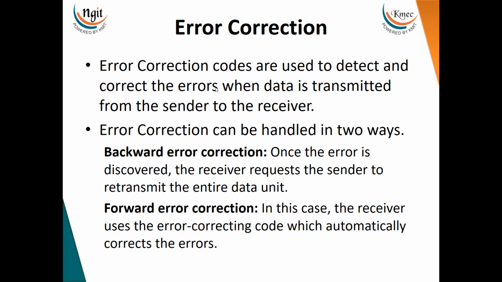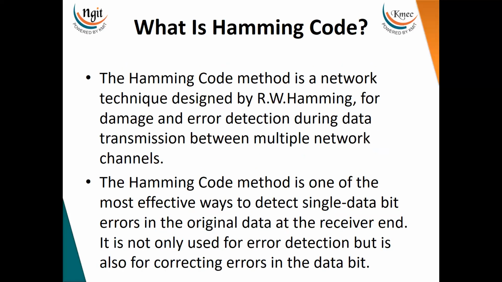And what is meant by error correction? What is meant by error detection? In error detection, we are going to find whether any error occurs. In error correction, we are going to rectify those errors, to detect and correct the errors when data is transmitted from the sender to the receiver. Here we have two types of data error correction: backward error correction and forward error correction.